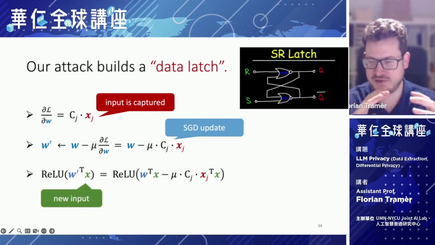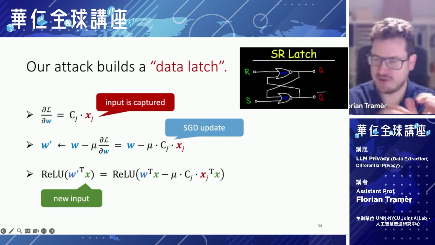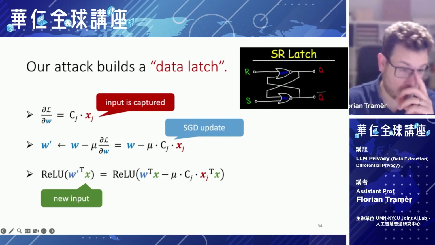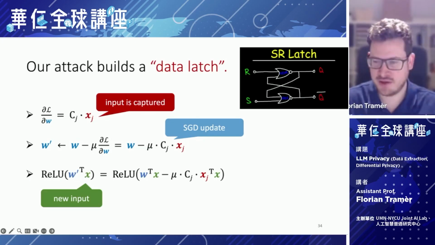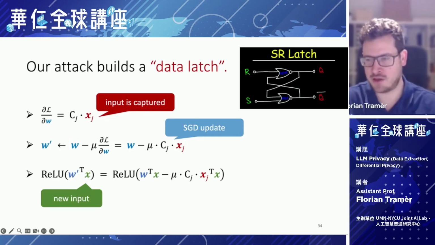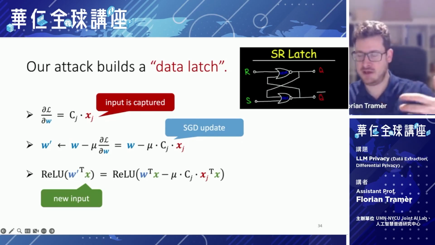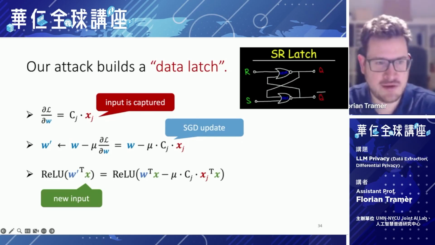A latch is essentially a digital circuit that lets you store one value, and then it sort of stops being used. And so the way we achieve this in the context of a ReLU network is we essentially just make sure that once an input is captured, once our backdoor fires and our ReLU activation is positive, we are going to get a gradient update to the weights.